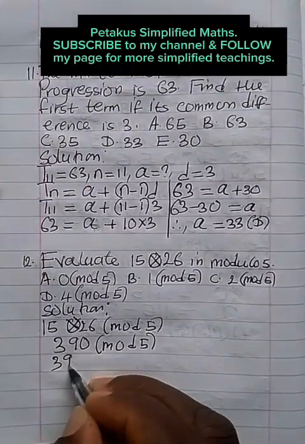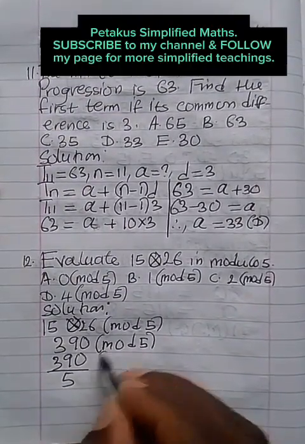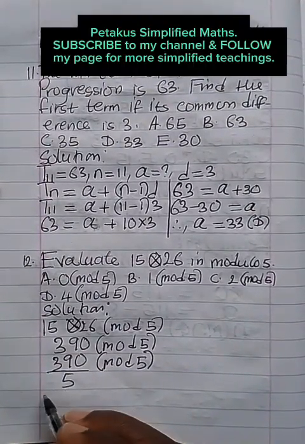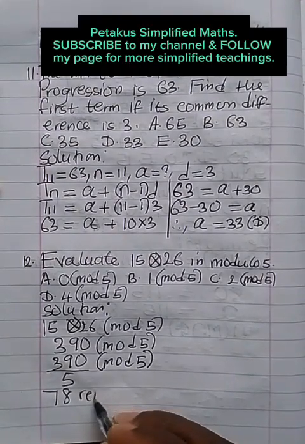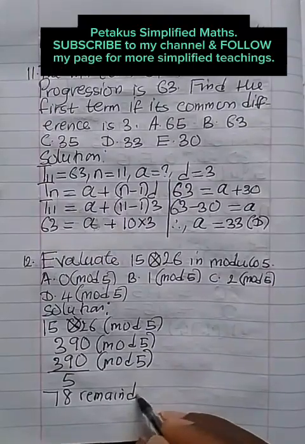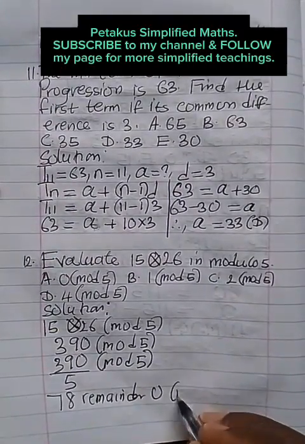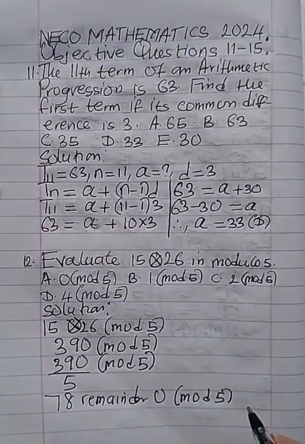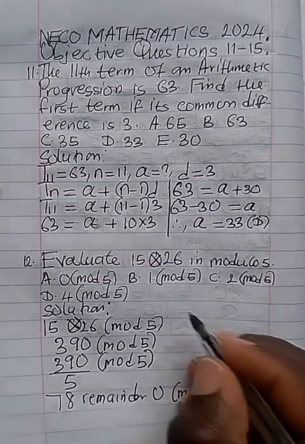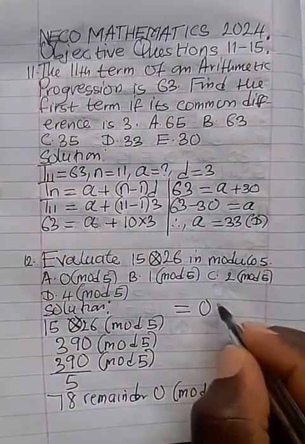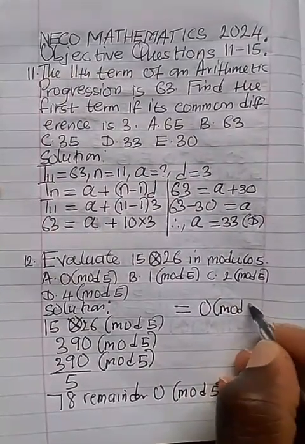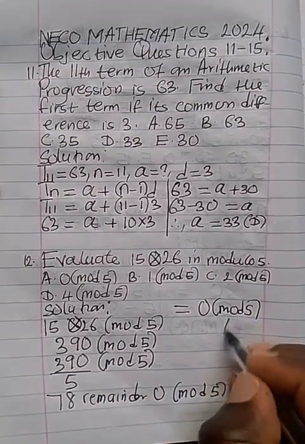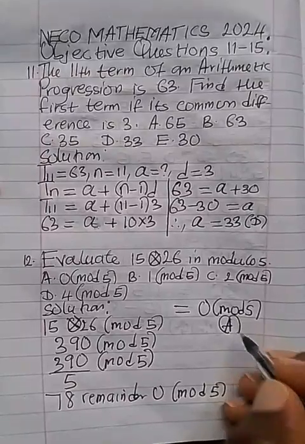So we have 390 divided by 5 modulo 5. That will give us 78, remainder 0 in modulo 5. We are interested in the remainder. So the result is 0 modulo 5. The correct option is A. You have option A.